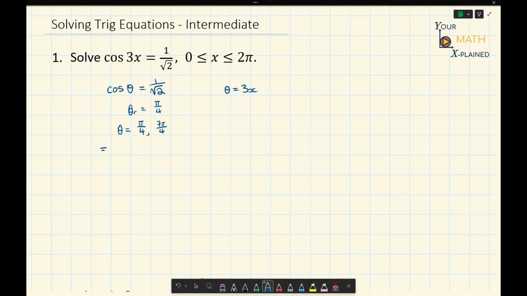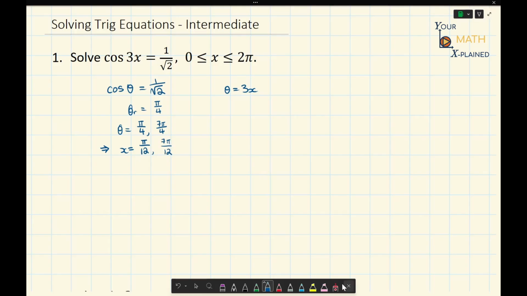Now we go ahead and do our substitution back. Since theta is equal to 3x, we're going to get x is equal to, the first one is going to be pi over 4 divided by 3. So that'll be pi over 12. And then our second solution is going to be 7 pi over 4 divided by 3, which is going to be 7 pi over 12.